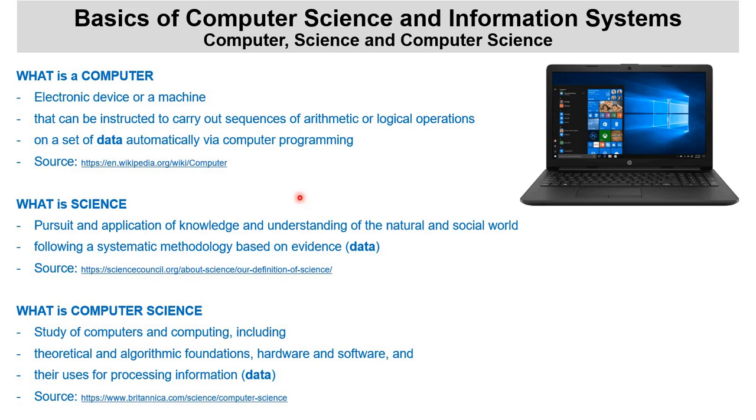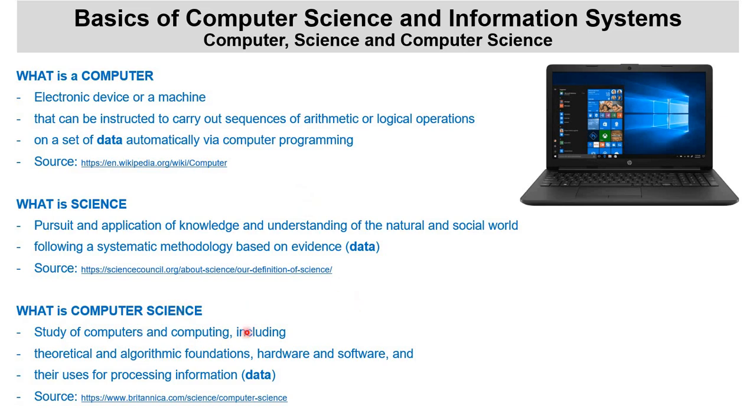And what is science? Simply defined, it's the pursuit and application of the knowledge and understanding of the natural and social world. So when you have not only information or data, but you are able to apply that data in a way to get some understanding and use that in a systematic way to do something that achieves a goal for you. That is what science is. It's the application of knowledge in order to get to a certain level of understanding and to achieve a common goal.